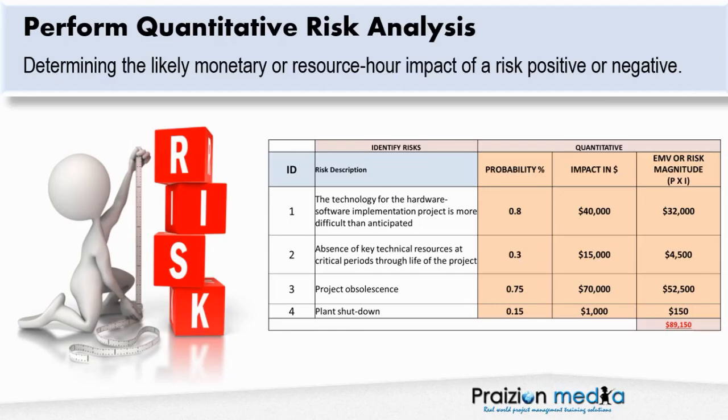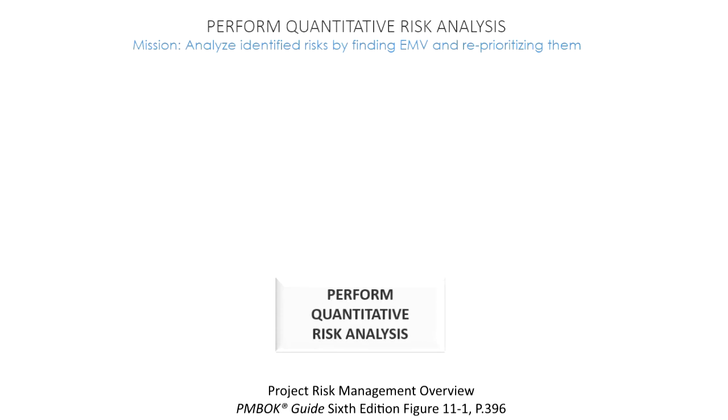Okay? The aggregate effect does not always translate into a straight addition. Remember, there could be risks that are made worse as a result of other risks occurring at the same time. There could be risks that happen jointly and have a totally different effect on the project. So this is only for illustration purposes. Our main goal, once again, is to analyze identified risks by finding the expected monetary value and reprioritizing the risks.